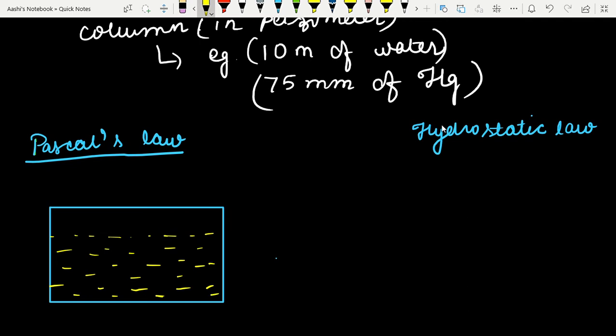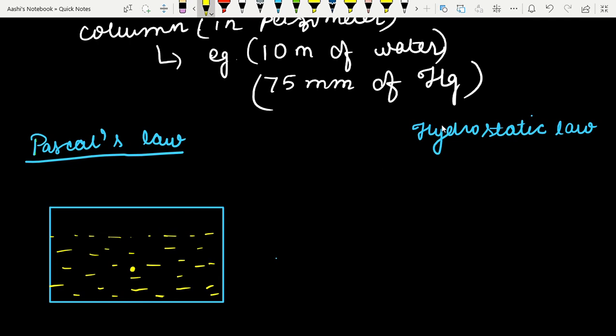So what does it say? It says that suppose you have taken a particular point in a fluid, or a particular fluid element, like an imaginary fluid element you have taken. So at that fluid element, pressure in all the directions will be the same.